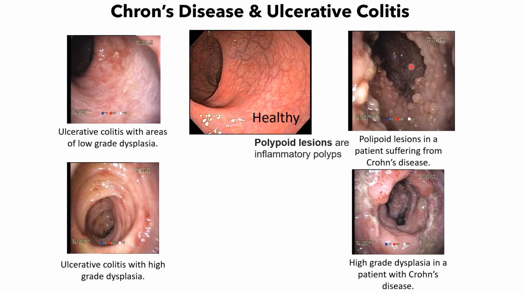Now over here to the right, we can see polypoid lesions, and then we can also see a high-grade dysplasia in patients with Crohn's disease. And now we can see that it is readily apparent in this lumen.